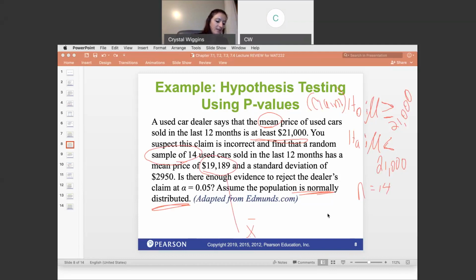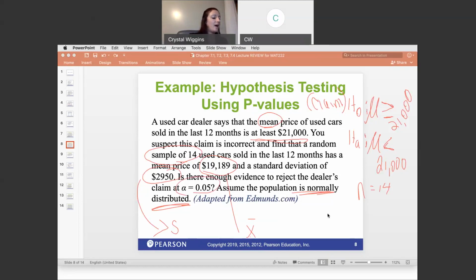19,189. Our standard deviation, now, remember, we have to identify, is this s or is this sigma? But if you read this sentence, the whole sentence is talking about the sample data. And at no point does it reference population or all the data. So this is s, a sample standard deviation. And we have our significance level of the default of 0.05.